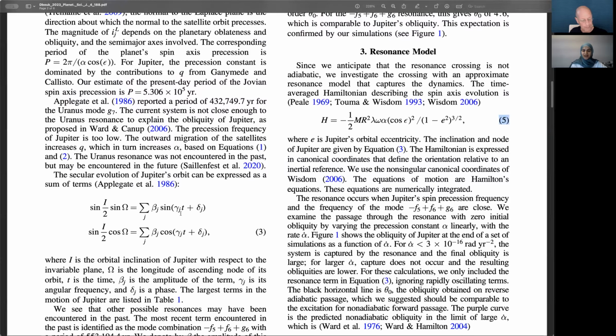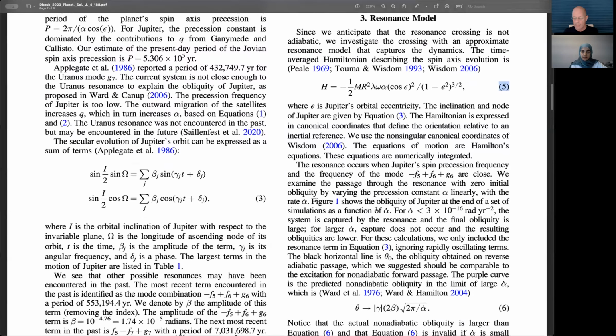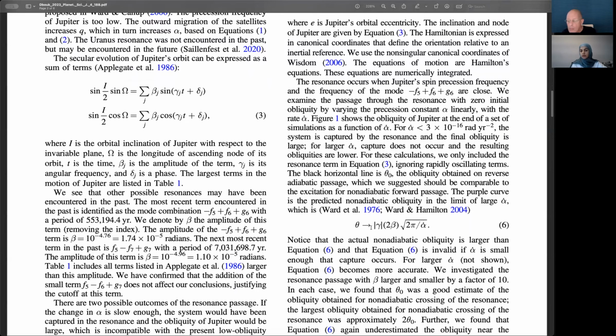And then there's also equation 6, which is another equation for theta, for the excitation, but this is different from equation 4 that we talked about. Here, this is a non-adiabatic obliquity in the limit of large alpha dot. So it is in the right direction. This one is used when alpha is increasing, like the case that we have. But this is a non-adiabatic passage of the resonance.